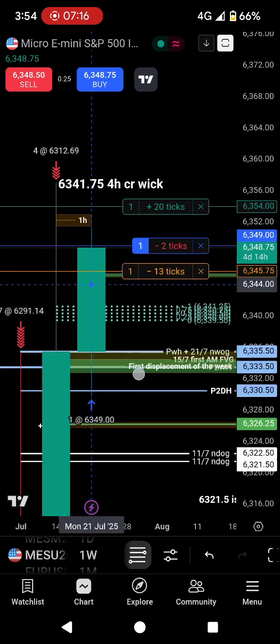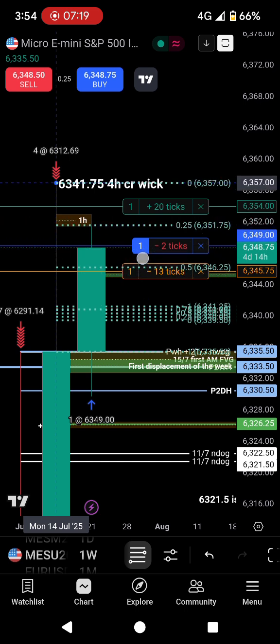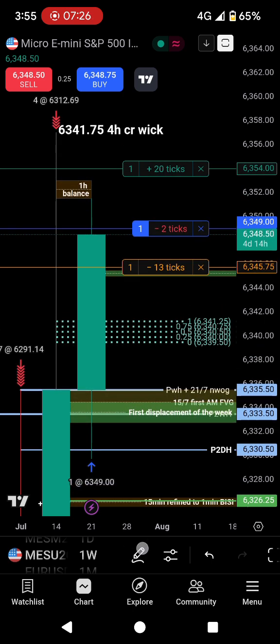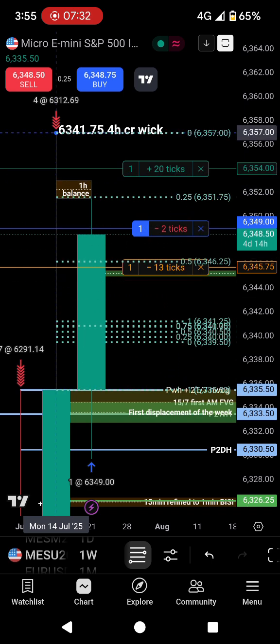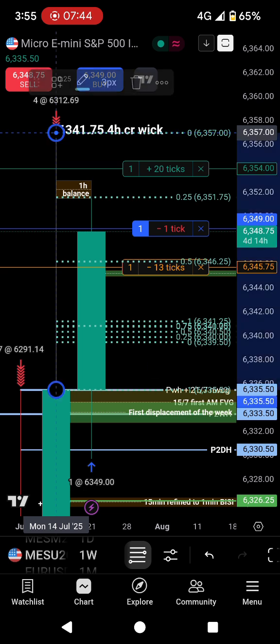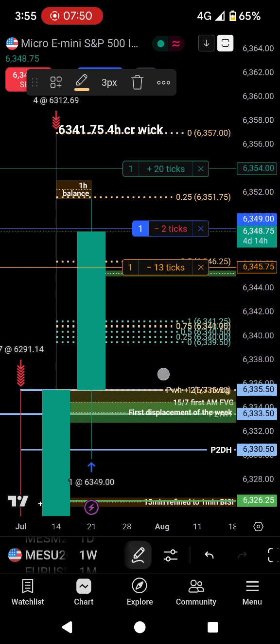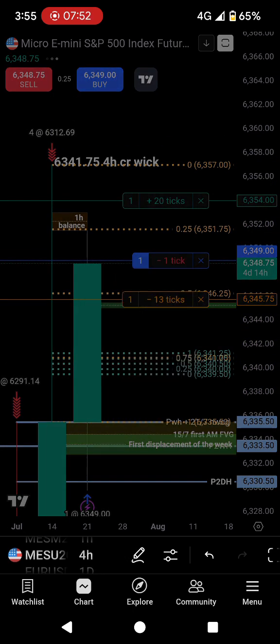Let's draw the CE wick here. So CE wick comes at 6346.25. Let's see what's the upper quadrant of the week. Upper quadrant comes at 6351.75. So that is where the 1-hour balanced price range is. Okay, never mind, I just draw it. Color, change it to this color. Okay, go down to 15 minute.